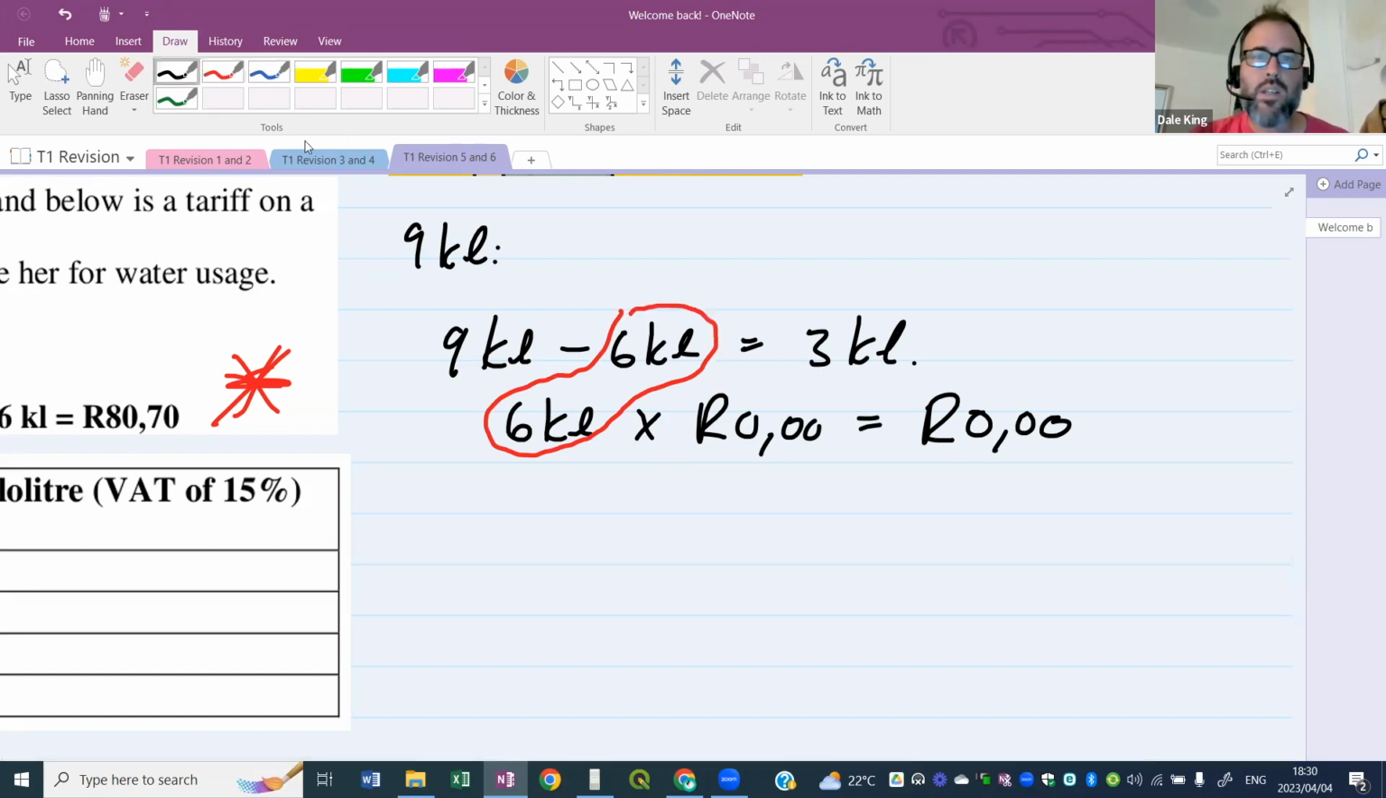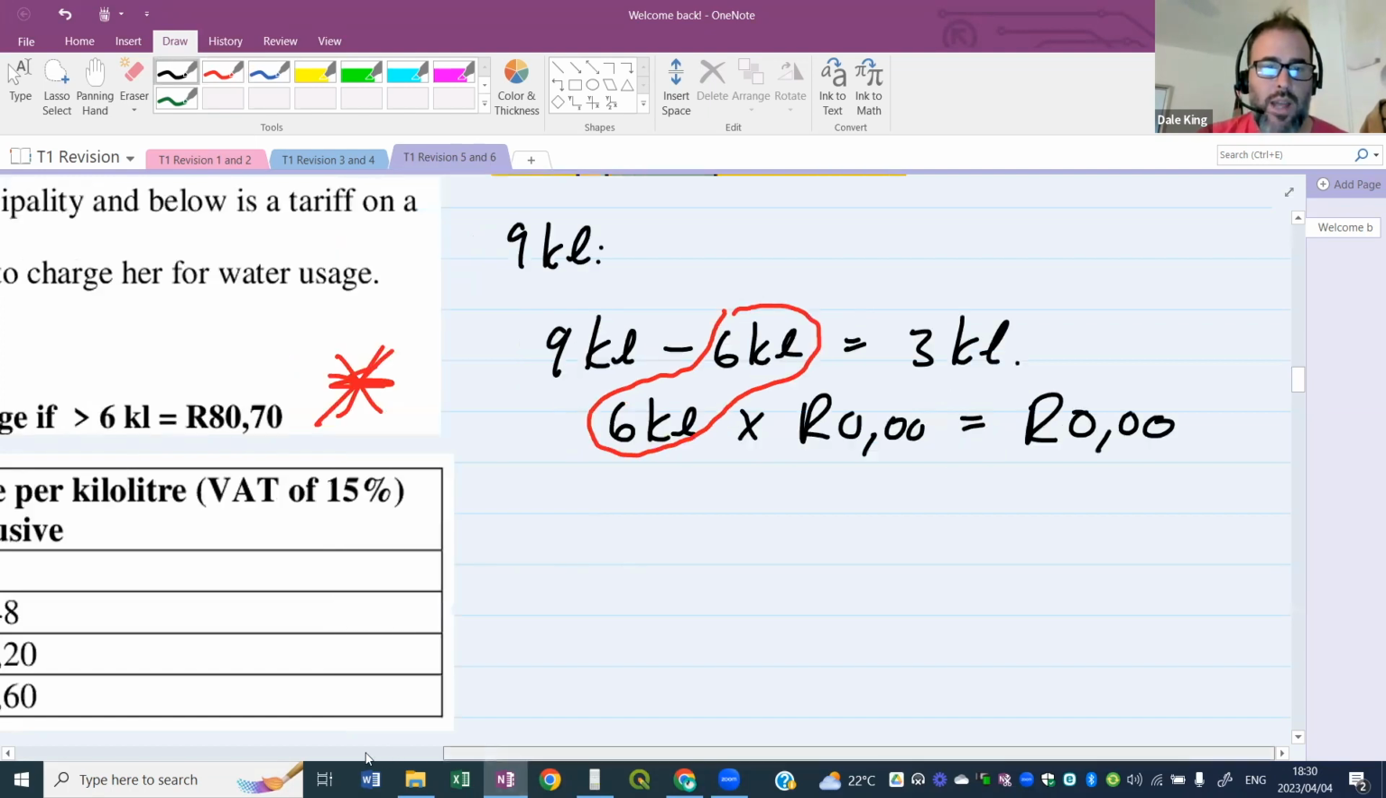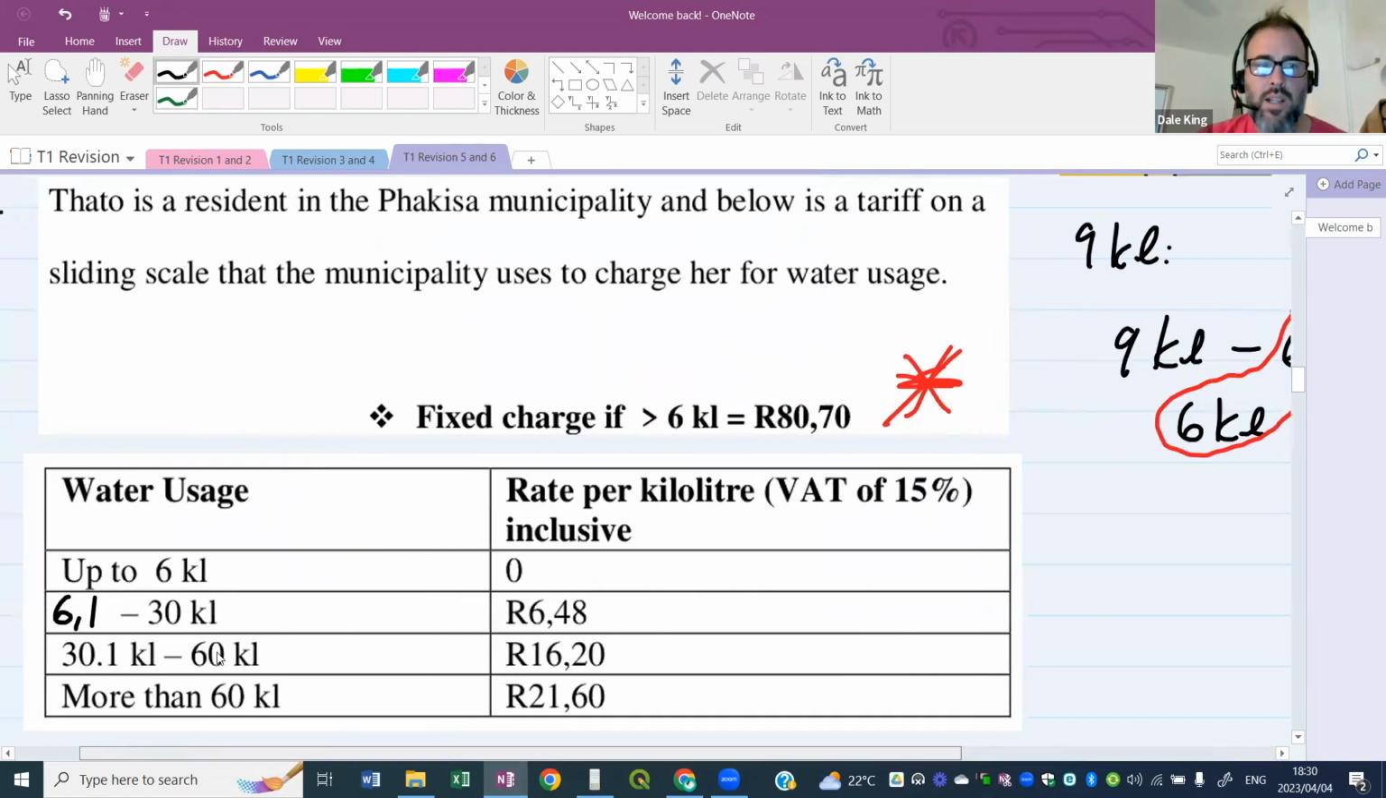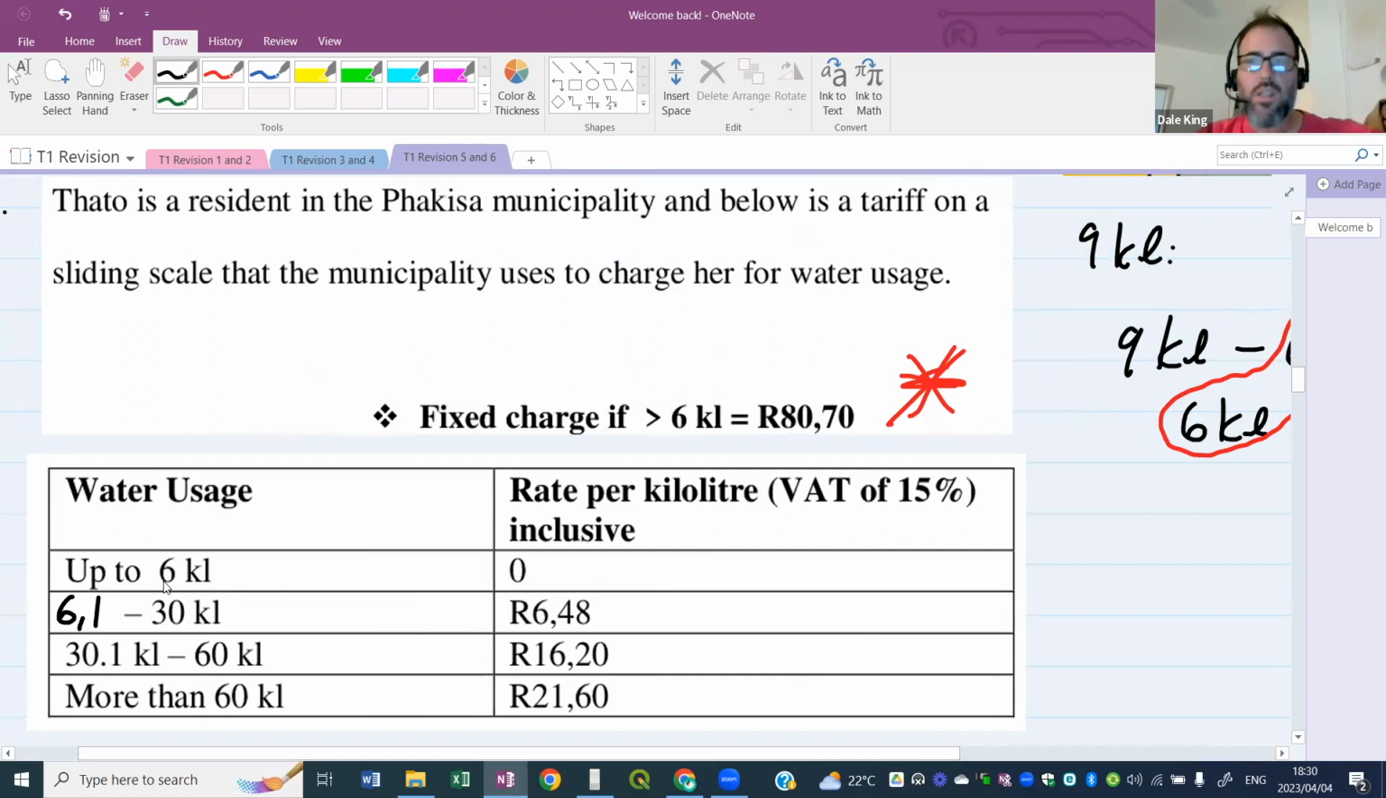Now we still have 3 kiloliters left. And we've moved out of the 6 kiloliter bracket. We've gone through 6 kiloliters. We're more than 6. We are 9. But how many in the next bracket? How many kiloliters of water do we have in the next bracket? We only have 3.